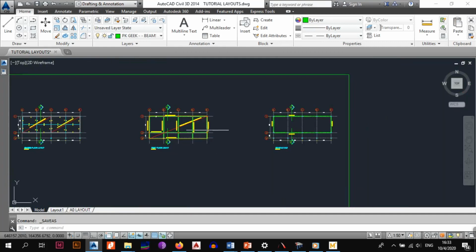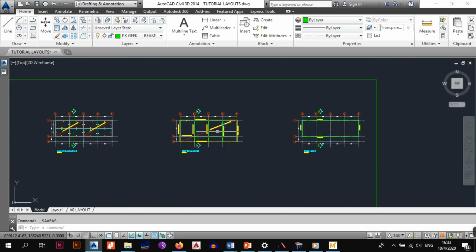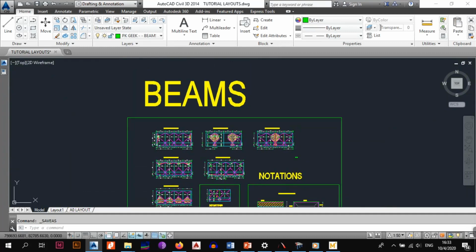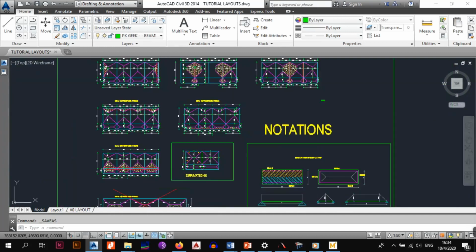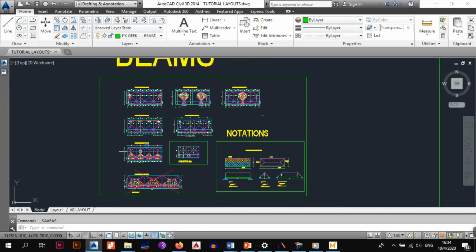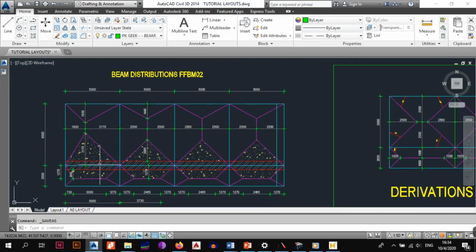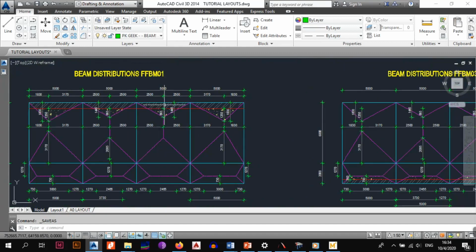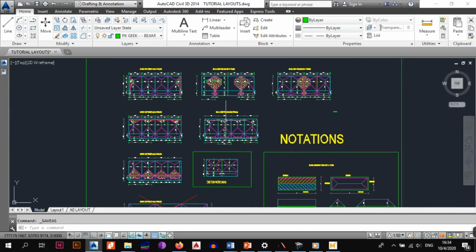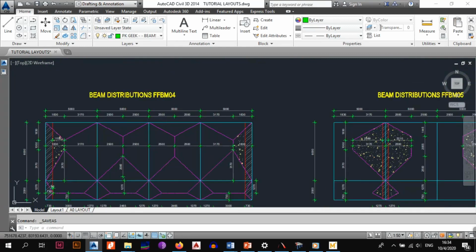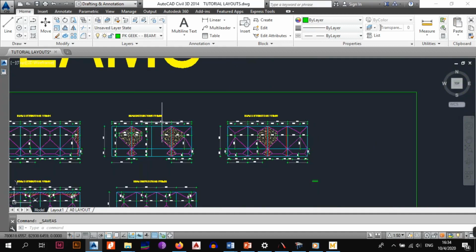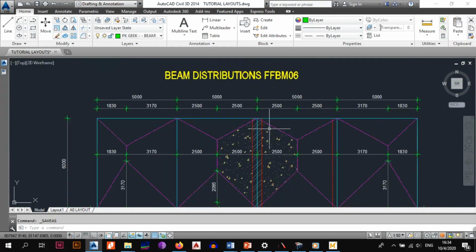Once you have your layout, the next thing that you need to do is come up with what we call beam distribution shells. As you can see, I've already done these distribution shells. This is for first floor beam number 2. This is the distribution shell, and then this is the distribution for beam 1. This is for beam 3. This is for beam 4. This is for beam 5, and this is for beam 6.